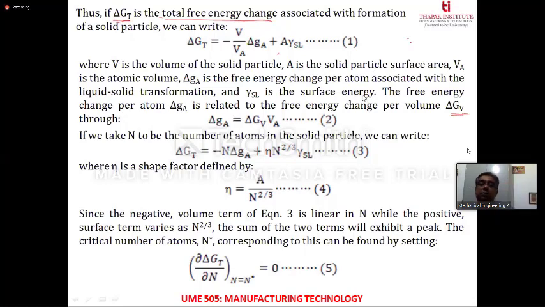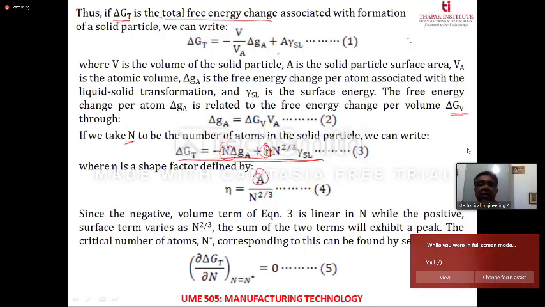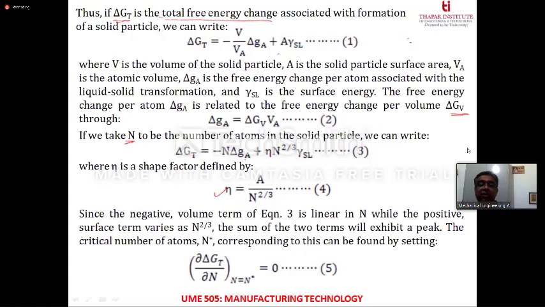So as a result, there would be multiple atoms. If we take n number of atoms in a solid particle, delta GT can actually be written as this formula, where n is the number of atoms and this is the shape factor. The shape factor is basically defined by the atomic mass, and n is the number of atoms. So when you put the value of neta from over here, this equation of delta GT will be converted into a simple equation.